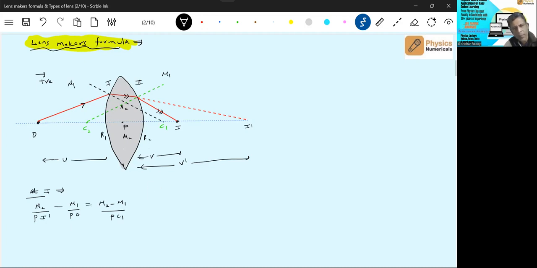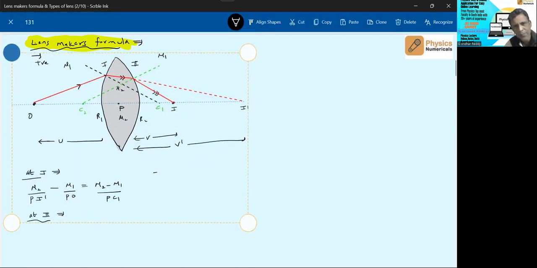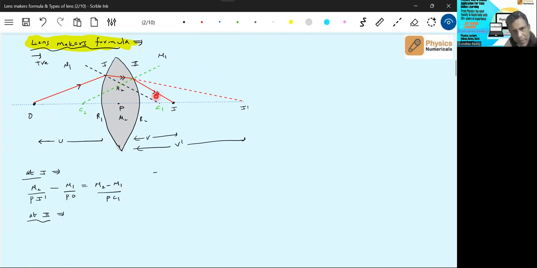Again, at the second surface, I dash will become the image for the first surface, and the same I dash will become the object for the second surface. So again, let's apply the refraction at spherical surface formula. Where the refracted ray is present in the rarer medium, mu1 by PI minus, where the incident ray is present in the denser medium, mu2 by PI dash equals mu1 minus mu2 by PC2.